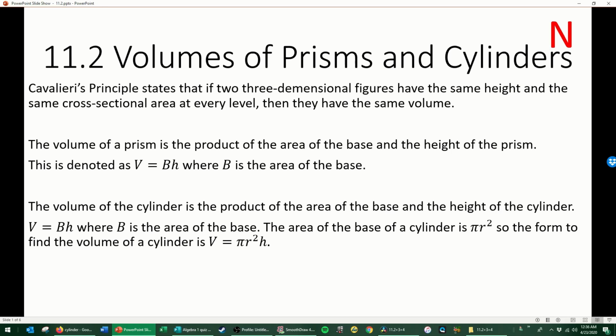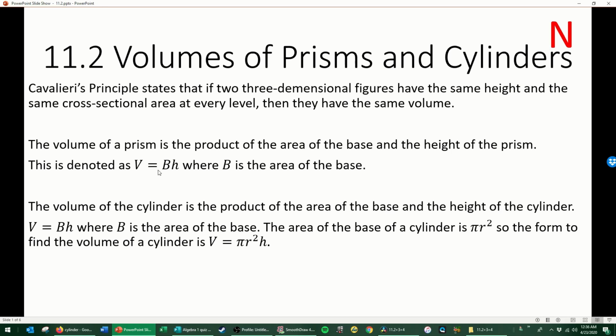So the nice thing about this here is the volume of a prism is the product of the area of the base and the height of the prism. So if I can find the volume of any prism, I can take the area of the base.